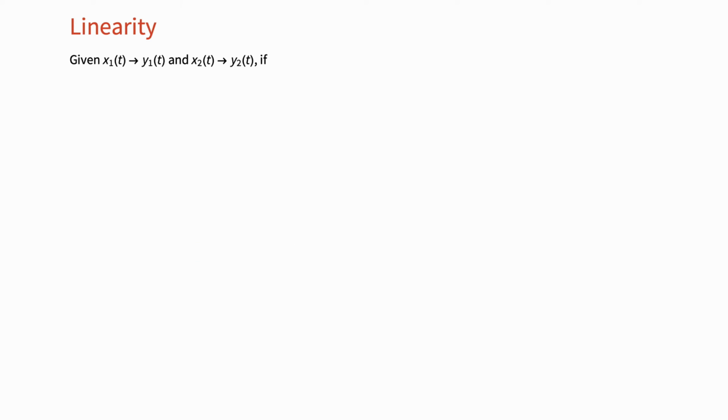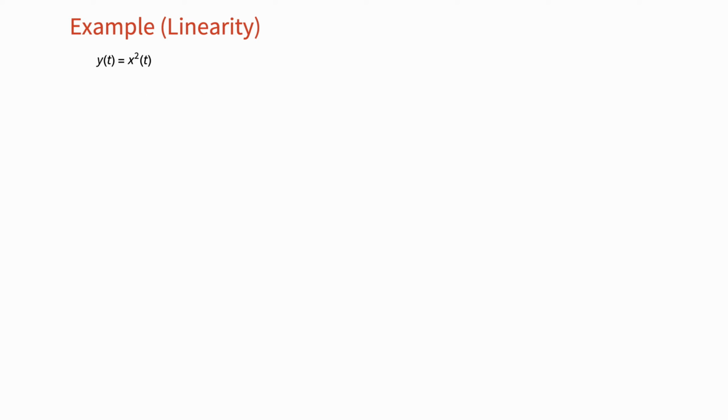Another property which a system may or may not have is linearity. Given input-output signals x1 of t and y1 of t and x2 of t and y2 of t, if we have a new input signal x of t, which is a linear combination of x1 of t and x2 of t as indicated here, a system is said to be linear if y of t will be the same linear combination of y1 of t and y2 of t.